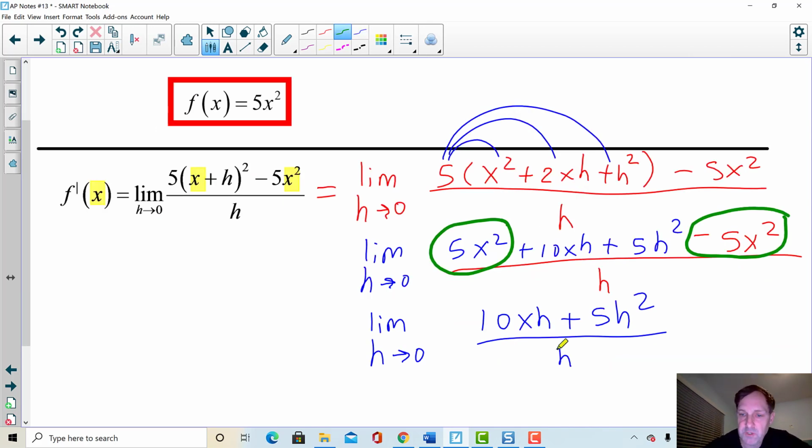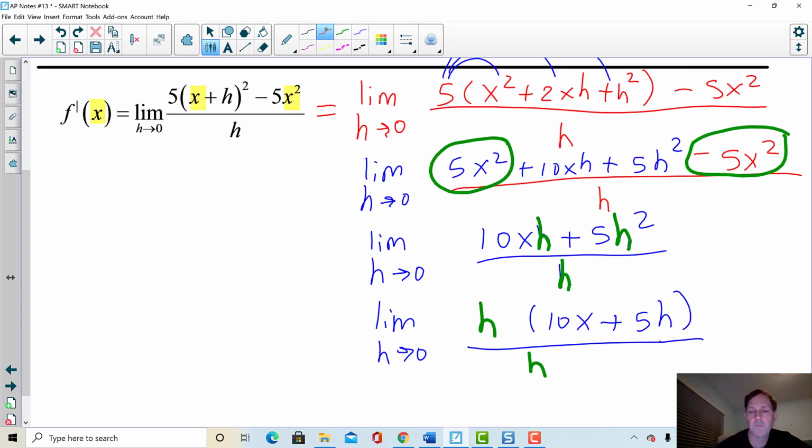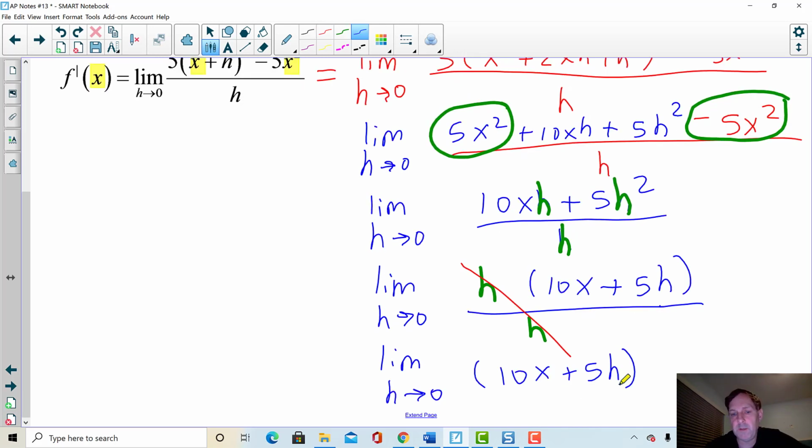The next thing I want to show you is that there's an h in the bottom, and both pieces on top also have an h. So you can factor out an h and then cancel it. So we cancel the h. And now we have a plug-in limit, so we can plug in the 0 for the h. And we get 10x for our answer.